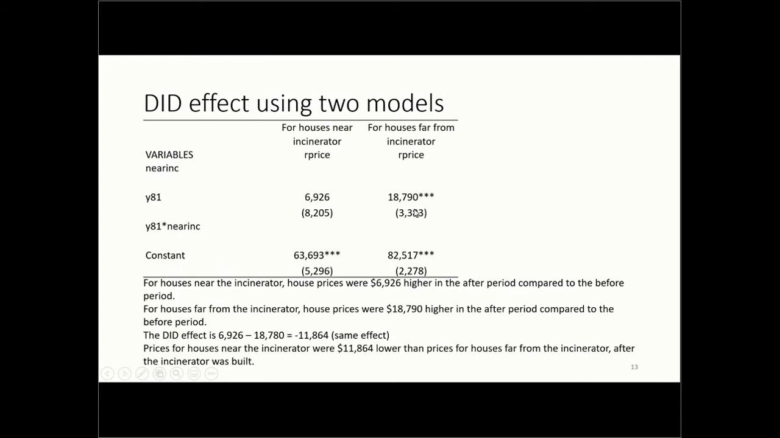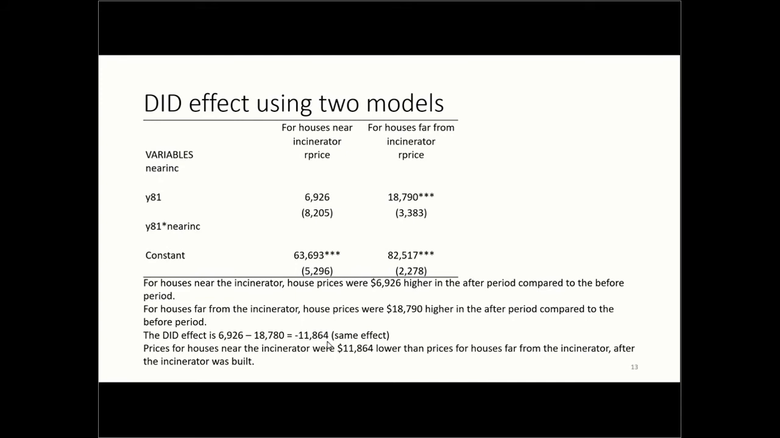versus the before period. So now, if we take the difference of this coefficient minus this coefficient, here we would be taking the treated versus the control. And if we subtract these two numbers, that minus $12,000 would be exactly the same effect as if we took the difference the opposite way.